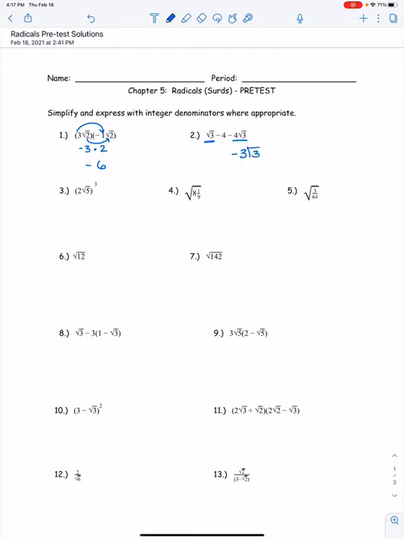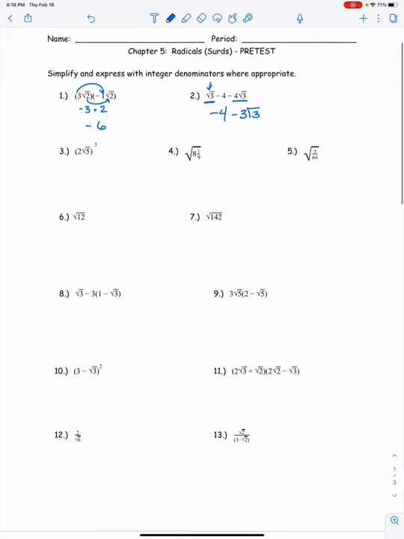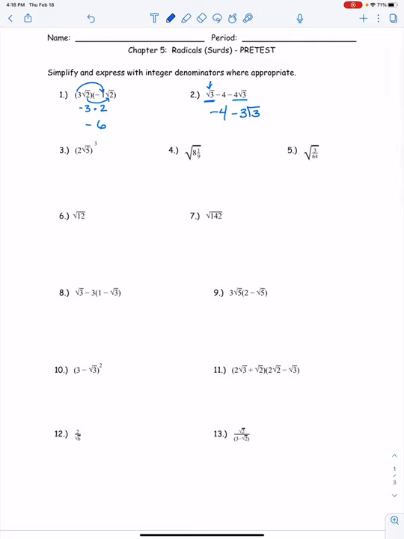You can think of this as you have one apple and you want to take that away from your -4 apples, which gives you -3 apples. And we have nothing to combine with our -4, so we just bring it down. And so there is your answer. Okay, so let's look at number 3.